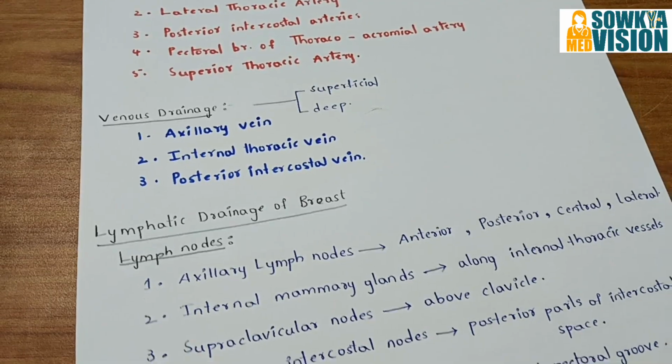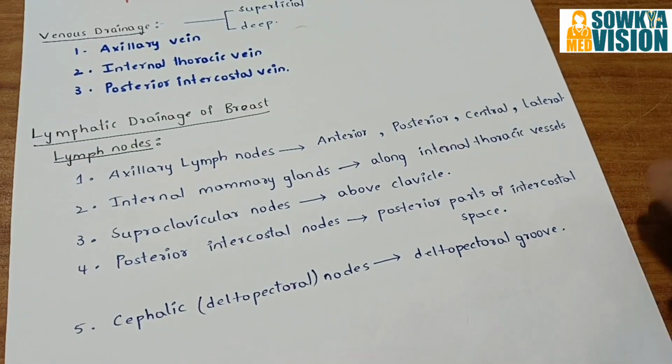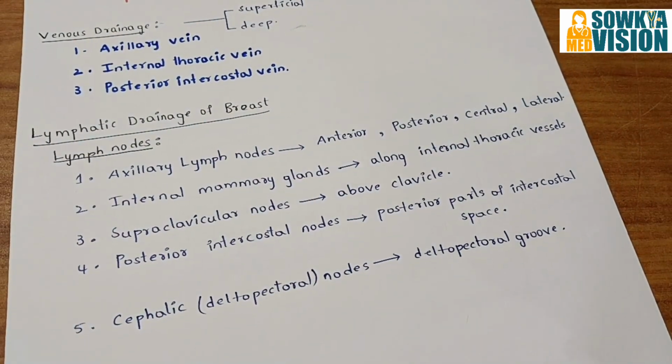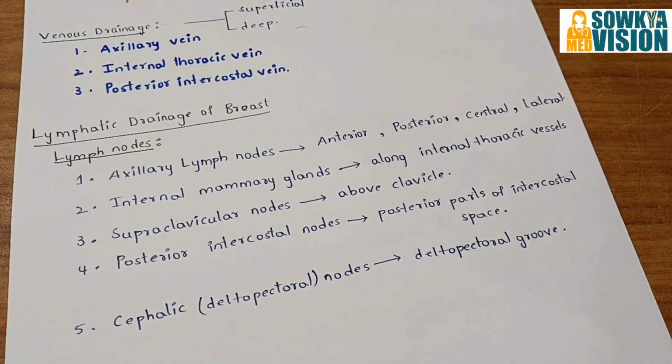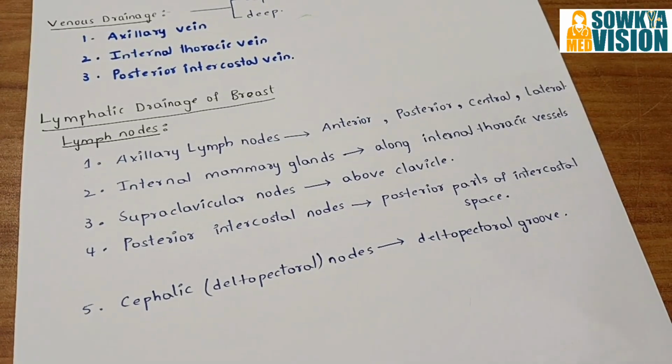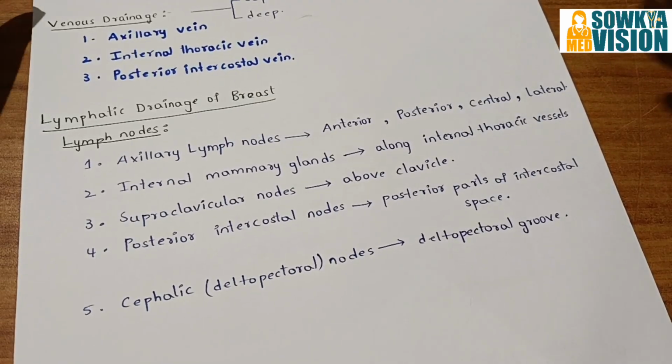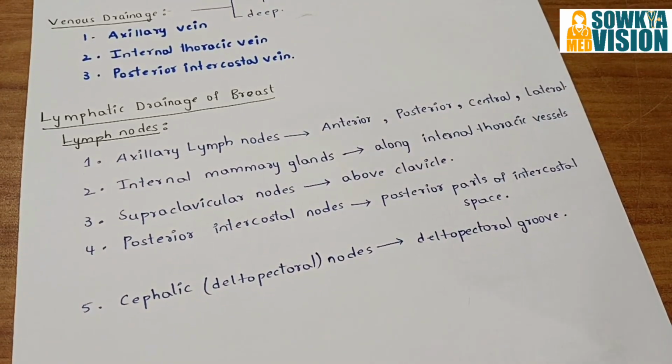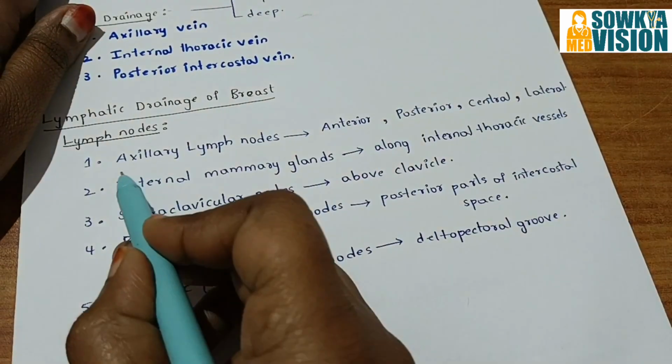Now let's see the lymphatic drainage. It is a very important topic. It can be included in a long question as complete morphology and the drainage part of the breast, or it can also be asked as a separate short answer. Let's see what lymph nodes drain the breast. The axillary group of lymph nodes.